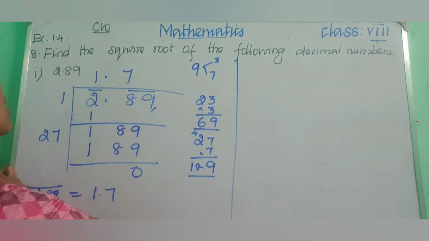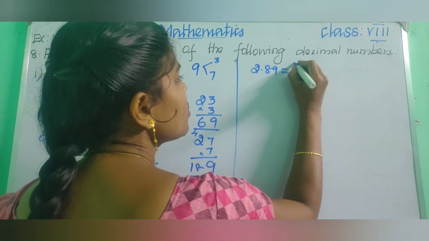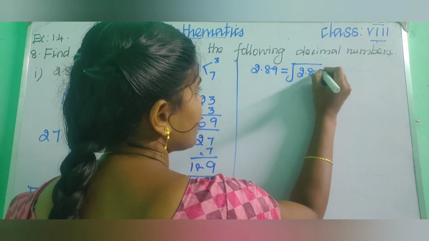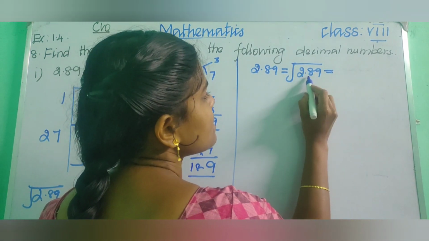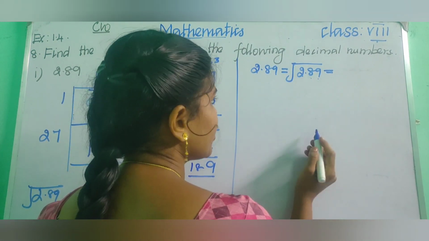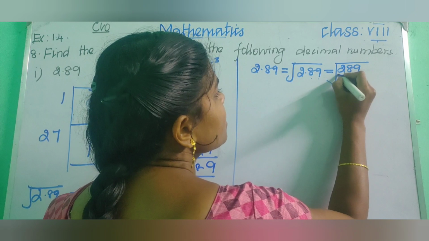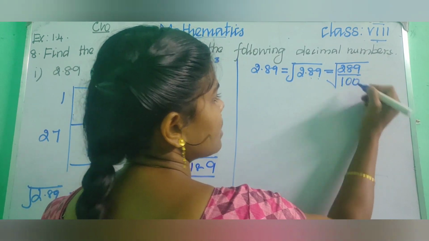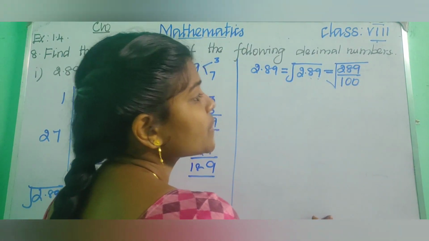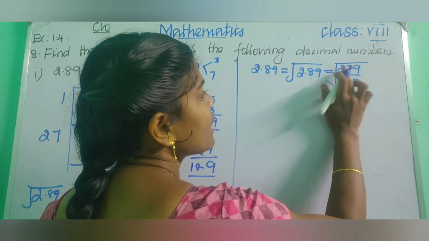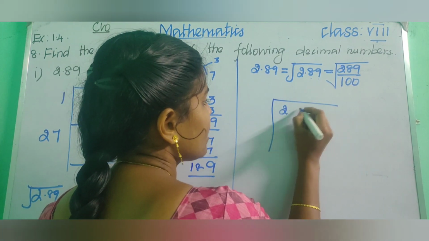We are going to remove the decimal point. We put the square root of 2.89. We remove this decimal point. How many digits are there after the decimal point? 1, 2. Two digits, so we put 2 zeros. 289 divided by 1 and then 2 zeros. We put 2 zeros and remove the decimal point. Now we can find the square root of 289.